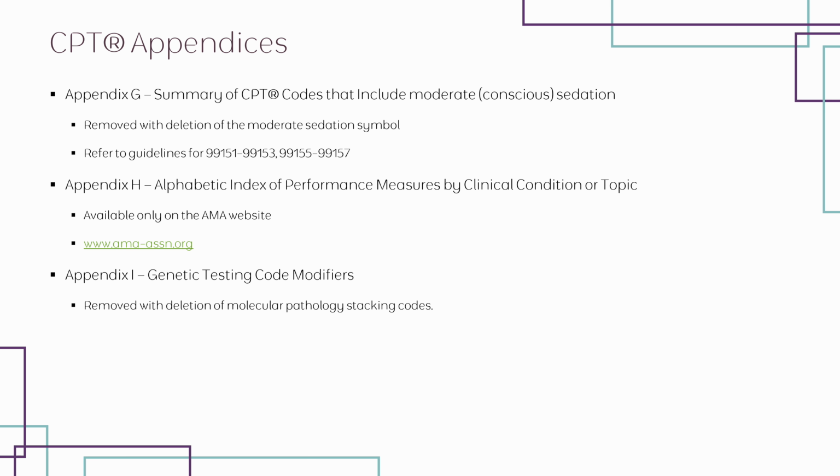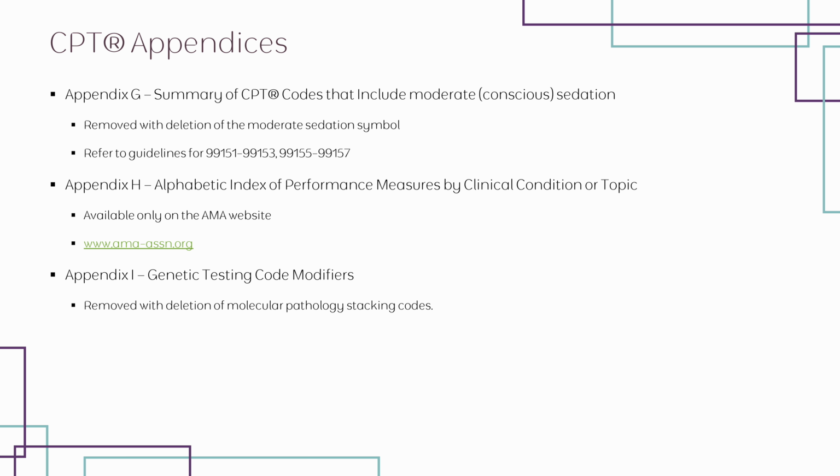Next, turn to Appendix H. Appendix H previously contained an alphabetic index of performance measures by clinical condition or topic, which related to Category 2 codes. Since these performance measurement codes are constantly being updated, the AMA has removed Appendix H from the CPT codebook. This information is now maintained exclusively on the AMA's website to ensure the most up-to-date version is always available.